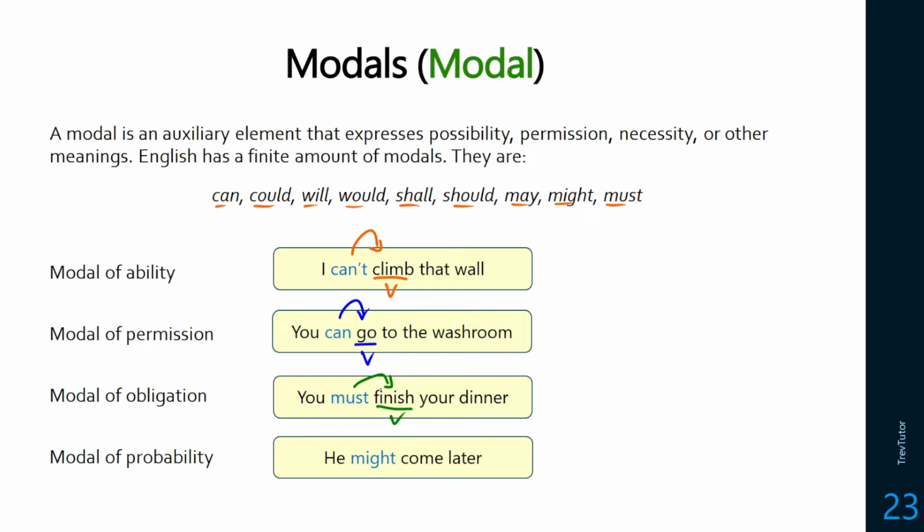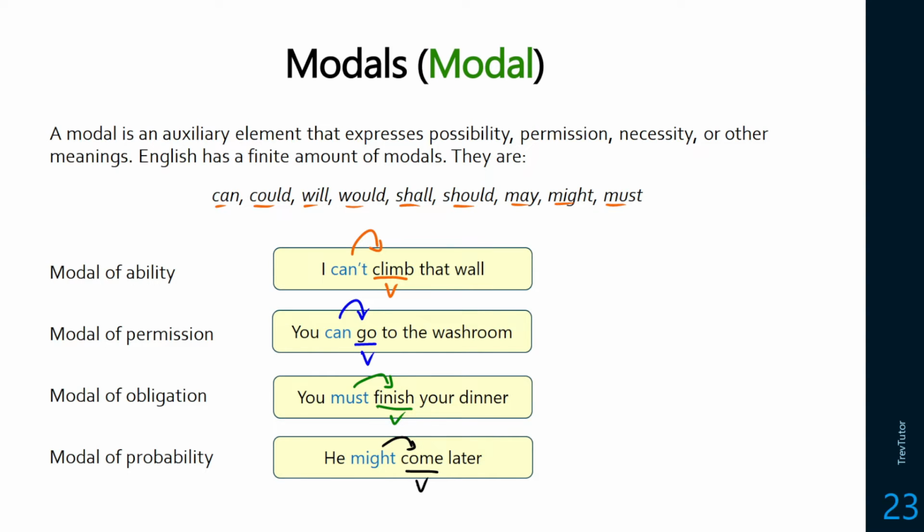And a modal of probability. He might come later. So come is going to be the verb, and then might is supporting come. So this is probability. There is a probability that he will come later. So these are the different meanings that they have.